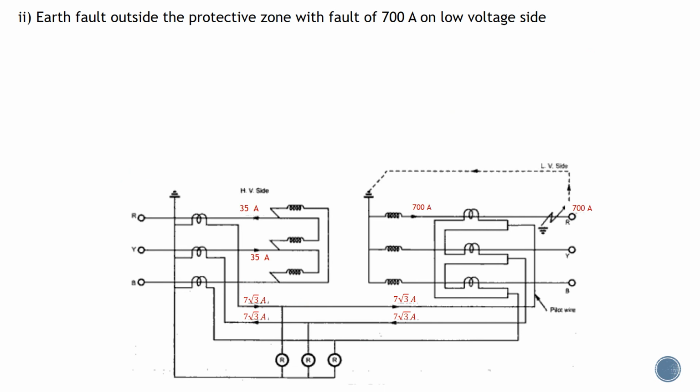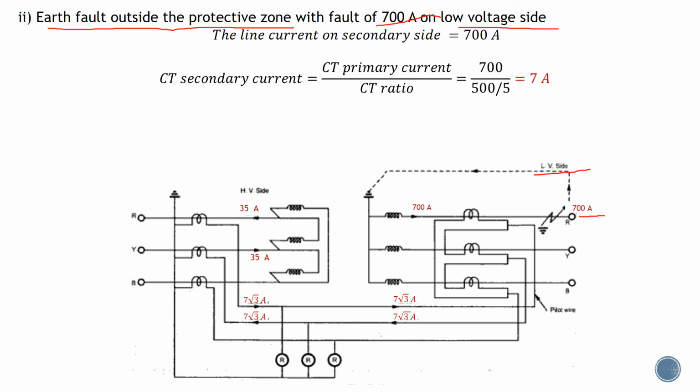Moving to the second part of the question, where an earth fault occurs outside the protective zone with a fault value of 700 ampere on the low voltage side. That is, the 700 ampere earth fault is occurring on the low voltage side of the transformer but outside the protective zone. In this case, this 700 ampere value is actually the line current value, and therefore, with the help of the 700 ampere and the CT ratio provided for the low voltage side, that is 500 by 5, we can easily calculate the CT secondary current, and it comes out to be 7 ampere.